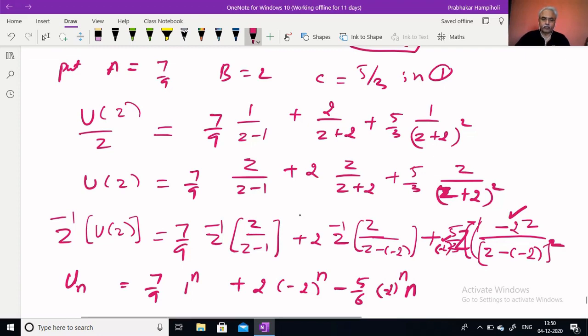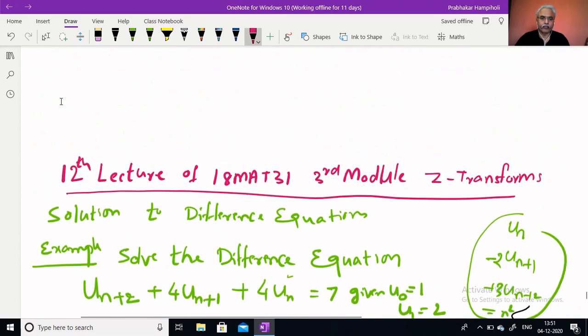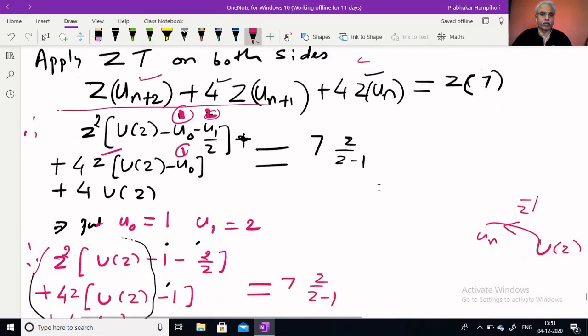So now, given some difference equation, quickly you see, we applied z transform. Therefore this is the first step. Second step, we applied shifting theorem. This becomes z square into, this becomes z into, this is u of z. Right hand side, z transform of a constant is constant into z by z minus 1.